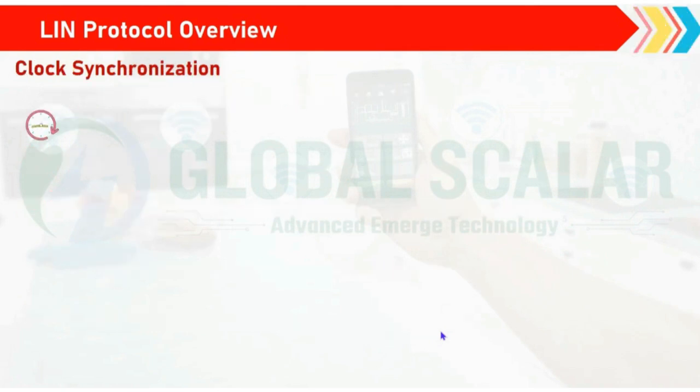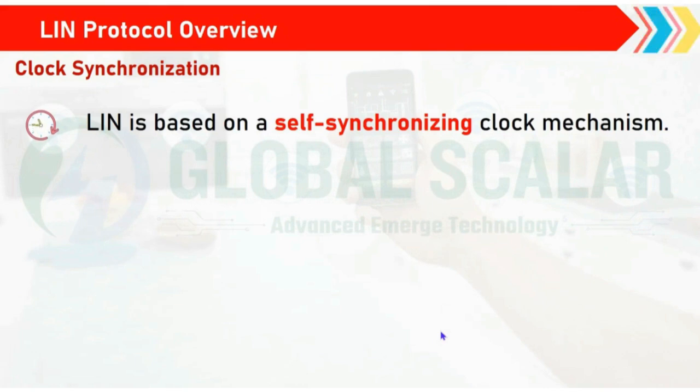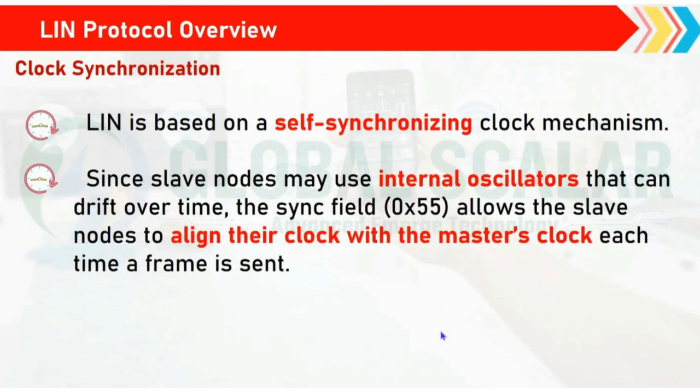And we have clock synchronization. LIN is based on a self-synchronized clock mechanism, where the slave node may use an internal oscillator that can drift over time. The sync field allows the slave node to align with the clock for the transferring of the data.